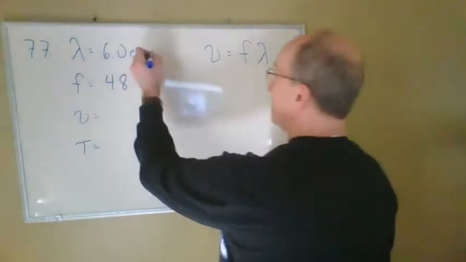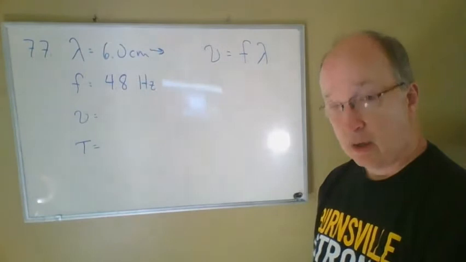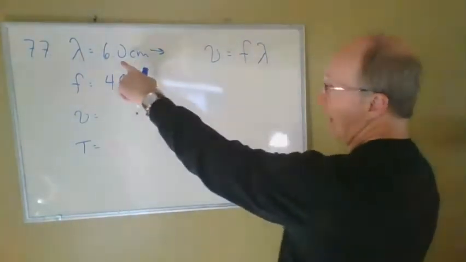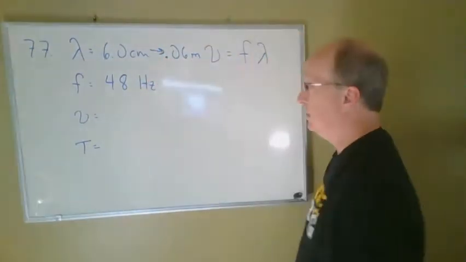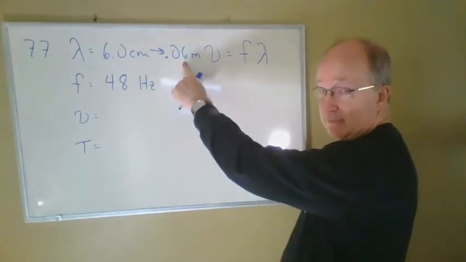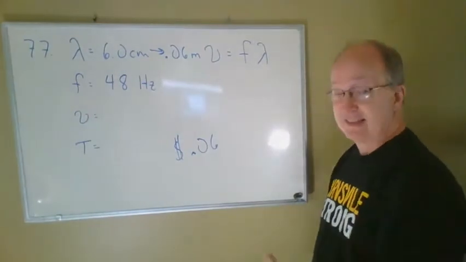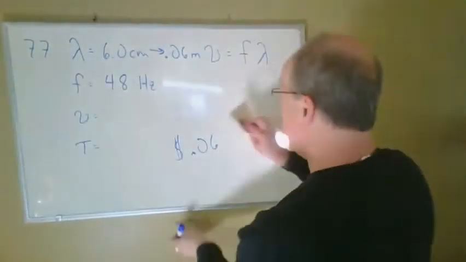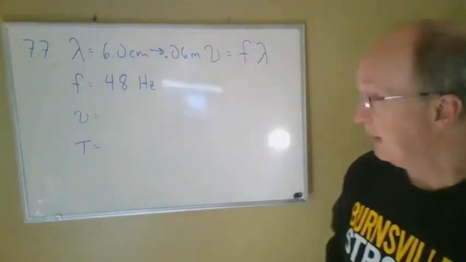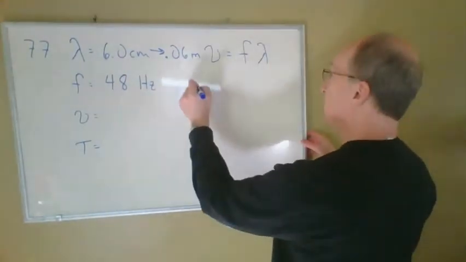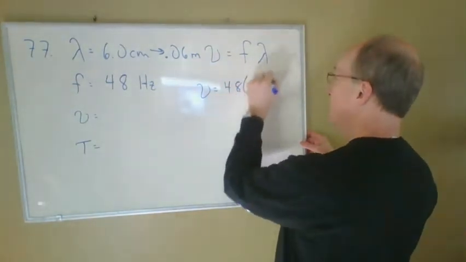So we need to convert this wavelength to the correct unit, which is meters. There are 100 centimeters in a meter. So we have to divide this by 100 or move the decimal 2 places. We get 0.06 meters. Just like if you see $0.06, that's 6 cents, right? Well, 0.06 meters is 6 centimeters, okay? So 0.06 meters. And again, it's frequency times wavelength, so velocity equals 4.8 times 0.06.